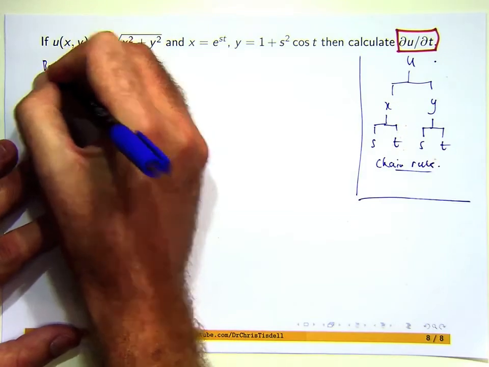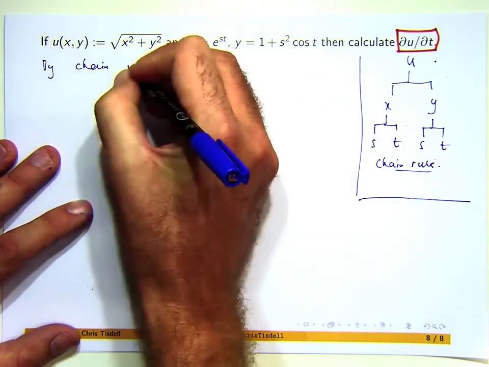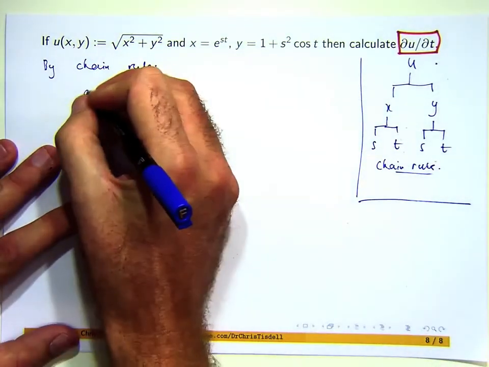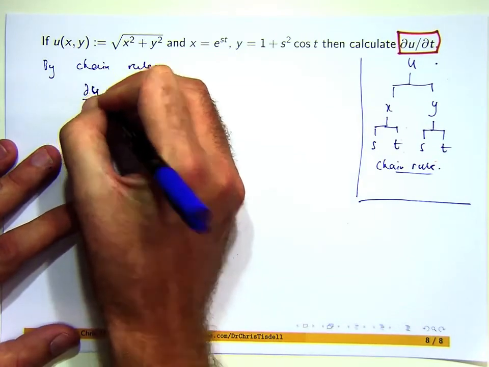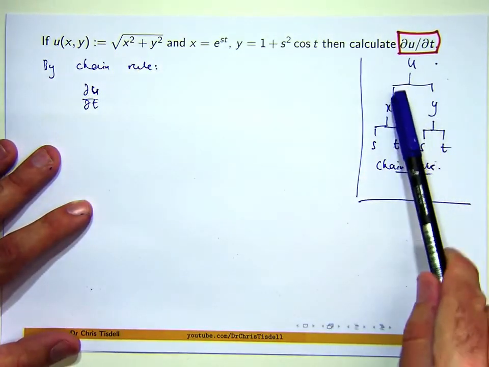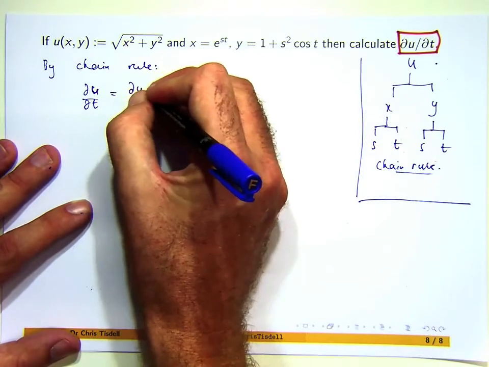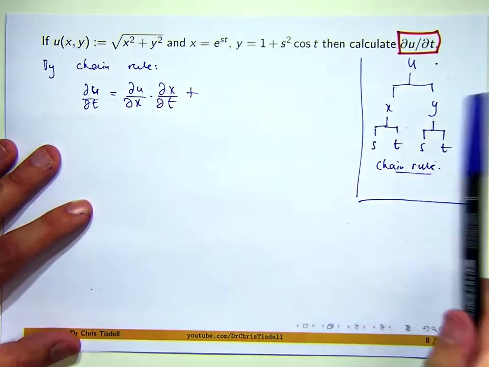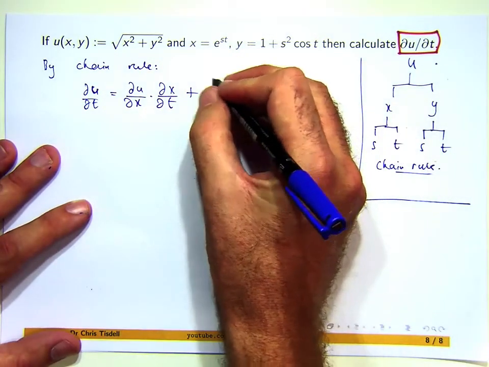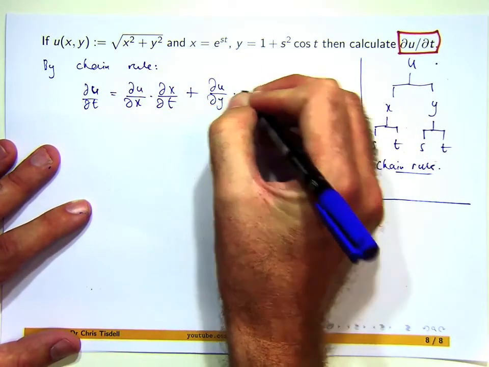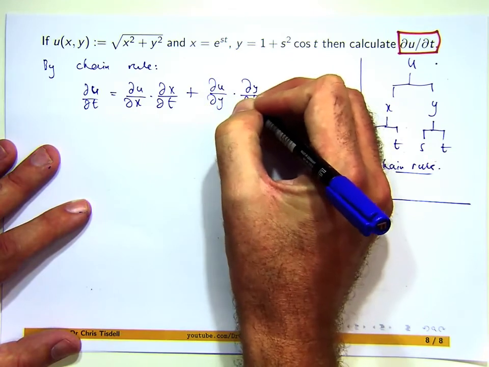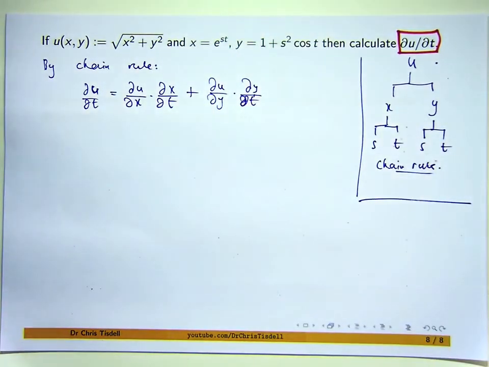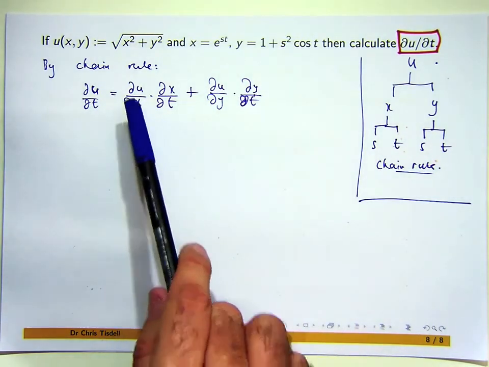So by the chain rule, we have the following. du dt is du dx times dx dt, plus the other branch, du dy times dy dt. So all you've got to do is compute those derivatives now, and you are good to go. So what's du dx going to be? Let's go up here.